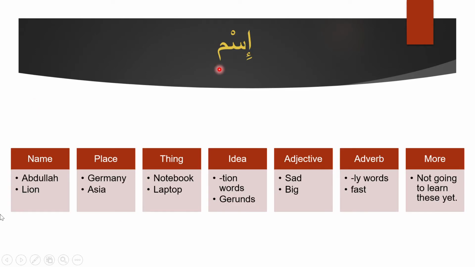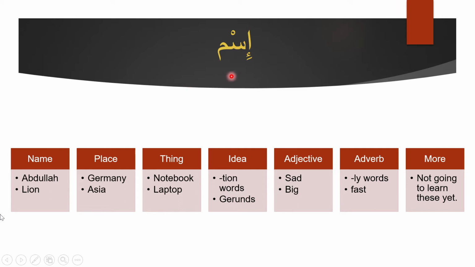You have learned the easy ones. Now it's time for the hardest one. This one is ism. This is the majority of words in Arabic. If you open a page in the Quran, at least 80% of that page will be ism. Okay, so the biggest majority will have the longest definition. So what is the definition?